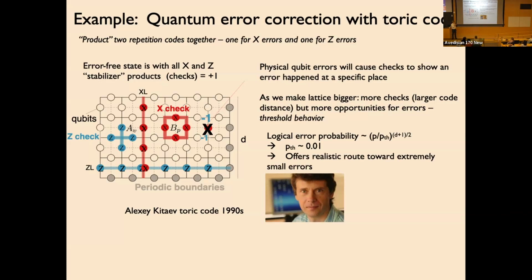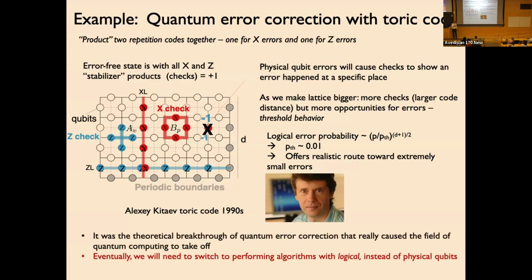It will scale as (P / P threshold)^((d+1)/2). And so in principle, if you start with components which are good enough, by growing this lattice, by increasing the code distance, you can suppress the error to any level that you desire, and basically execute an algorithm without errors. So I think it's fair to say that it was this theoretical breakthrough of quantum error correction which really caused the field of quantum computing to take off, and many people, including myself, believe that eventually we'll have to switch to doing computation with logical qubits.